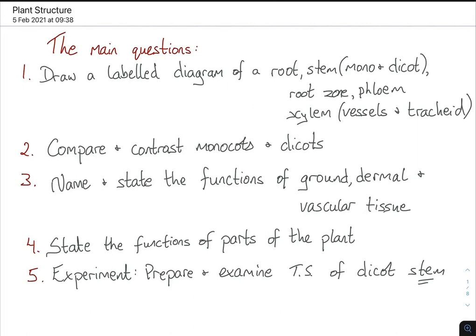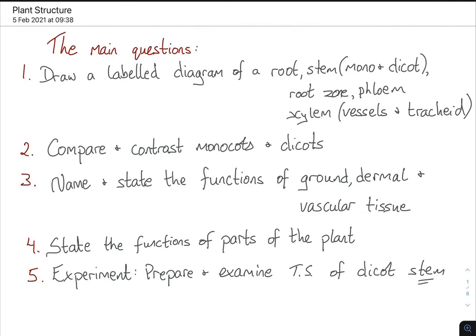This is a standard enough question, and you could be asked for at least up to 3 different differences, I suppose, between monocots and dicots. You should also be able to name and state the functions of ground, dermal and vascular tissue, and state the functions of different parts of the plant.